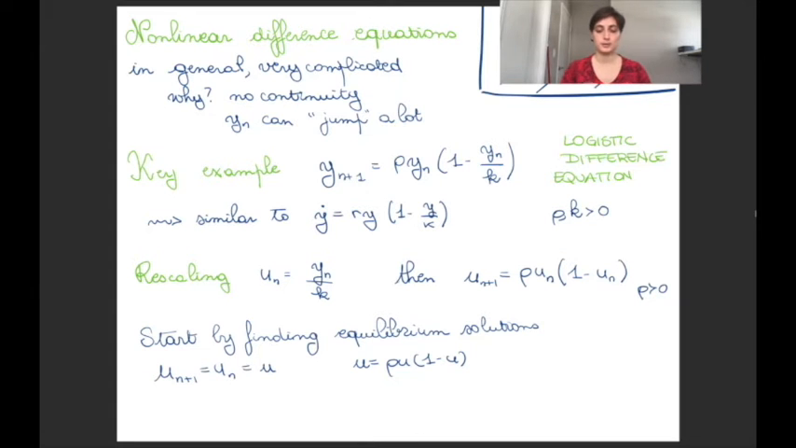The first step that you want to do pretty much all the time when you look at ODEs or difference equations is finding the equilibrium solution. The equilibrium solutions happen when un plus 1 is equal to un, which we're going to call u. So we're going to solve u equals rho u times 1 minus u. It's second order, but quite easy. We have either u equal to 0 or u equals rho minus 1 divided by rho.